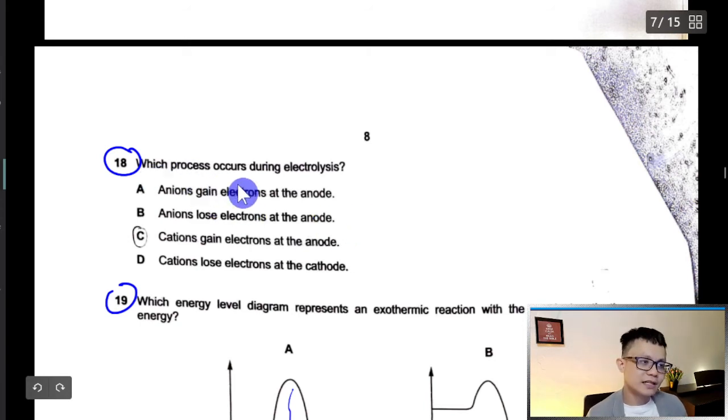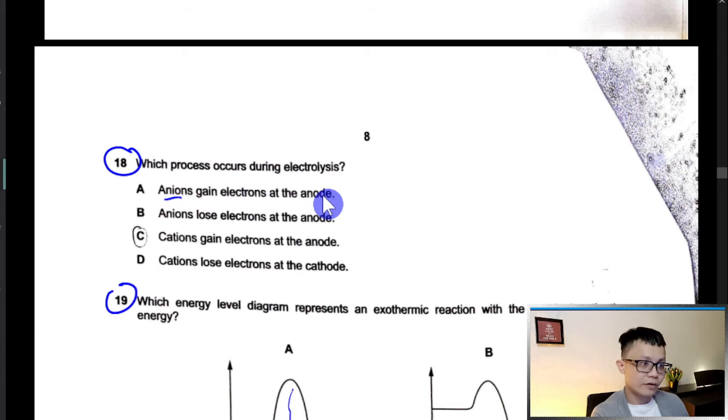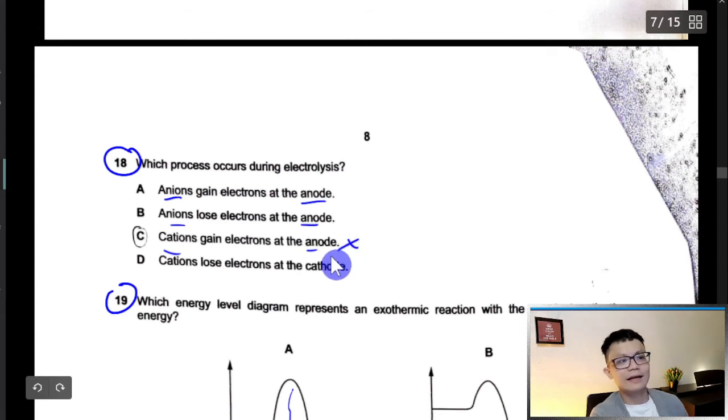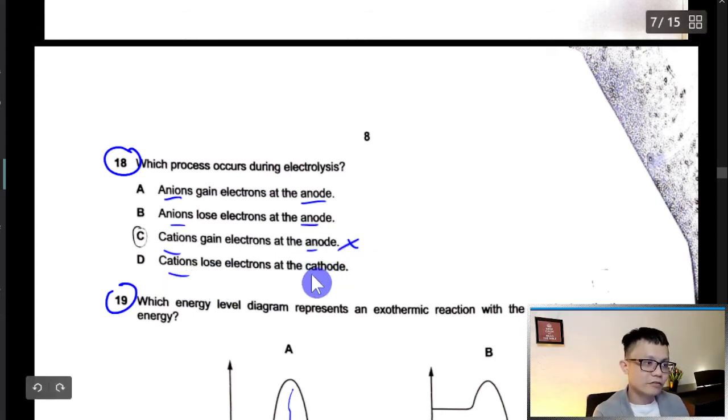18, which process occurs during electrolysis? Seems difficult. Of course, anion goes to anode. This one, cation goes to anode, this one sure wrong. Okay, cation goes to cathode. So this one also could be correct. Okay, so cation goes to cathode. So now we look at the electrode.